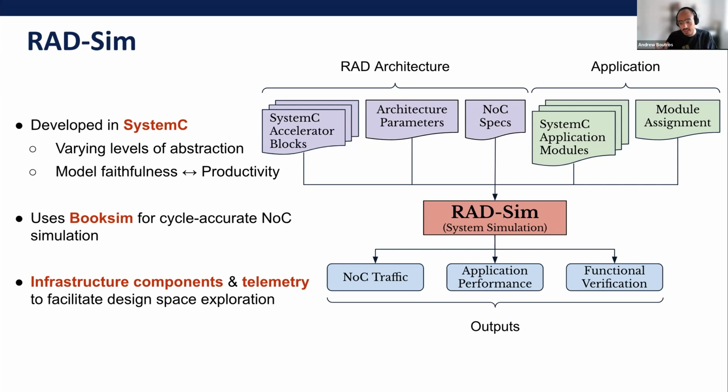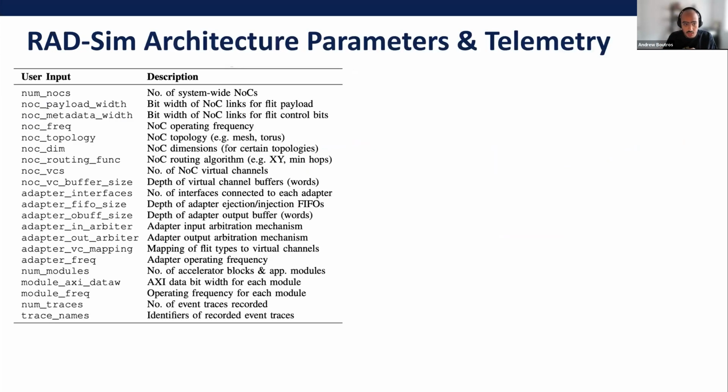We also have standardized interfaces for those NoCs, like AXI streaming or AXI memory mapped interfaces that you can hook up to. And then RAD-Sim also provides some infrastructure components and telemetry utilities that basically make you able to probe into different parts of the system, start identifying bottlenecks and tweaking architecture parameters to solve them.